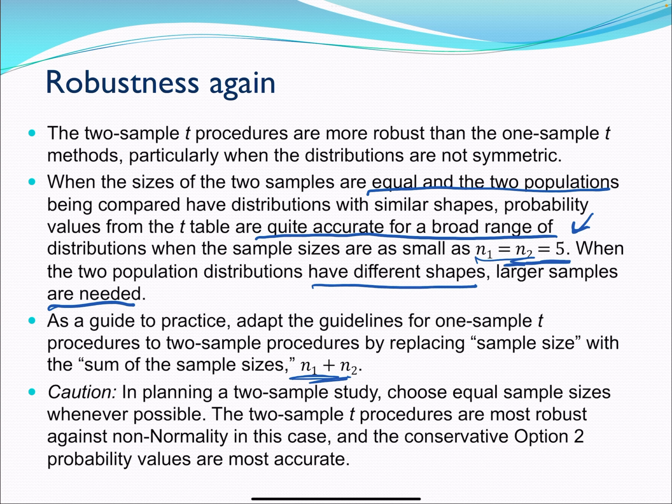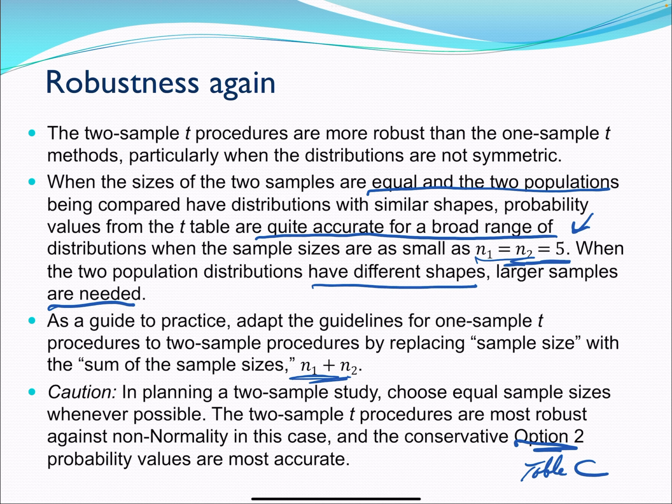But be careful, because when you're planning a two sample study, you need to choose equal sample sizes whenever possible. The two sample T procedures are the most robust against non-normality in this case, and the conservative option 2 from our table is going to be the most accurate.